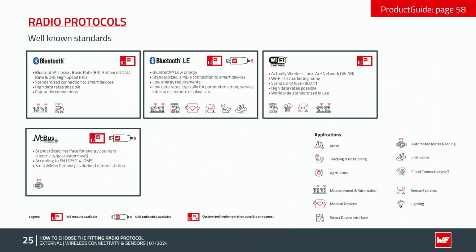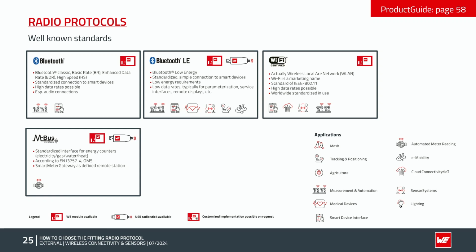Of course, some of them are very well known. You have Bluetooth, Bluetooth Low Energy, Wi-Fi. Surely these are the most popular radio technologies, and also the most popular radio technologies used in industrial field. Because it's so easy to connect to a smart device, it's so easy to connect to a Wi-Fi router, it's so easy to bring data to the system.